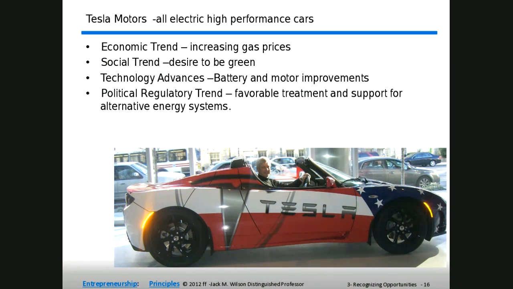So Tesla Motors was one of the few examples you can find out there that went after all four trends: economic, social, technology, and political regulatory trend. We talked about Uber before. That fit nicely with the social trend, the gig economy, for example, and the desire to earn a little money on the side. The desire to have a nicer car, not an old taxi cab taking you places. So it had a social trend.